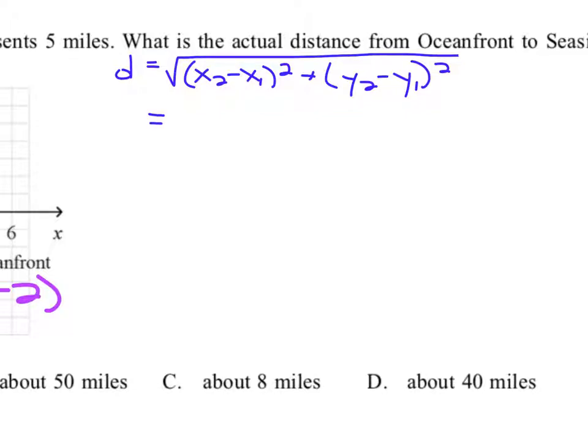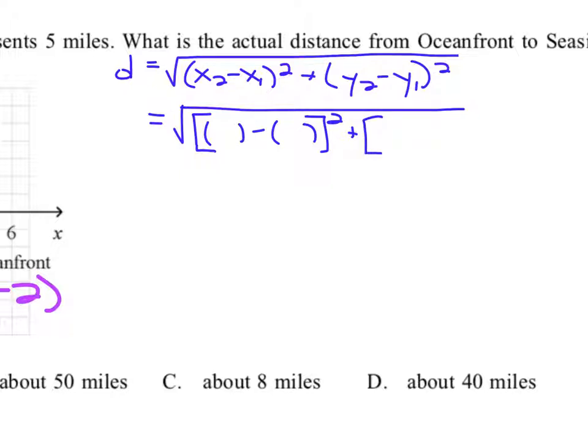And then we rewrite it. When we rewrite it, wherever there's a variable, we're going to now put parentheses. So we put brackets here because we're putting parentheses inside for x2 minus, here's parentheses for x1, squared, plus there's going to be y2, there's going to be y1, squared.